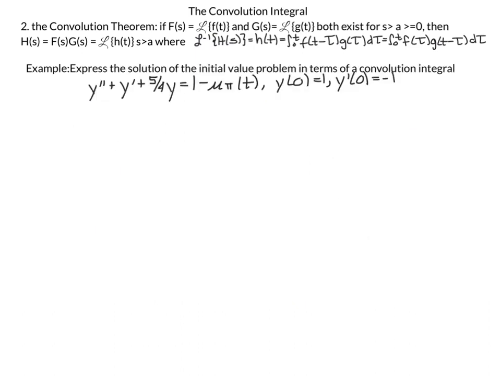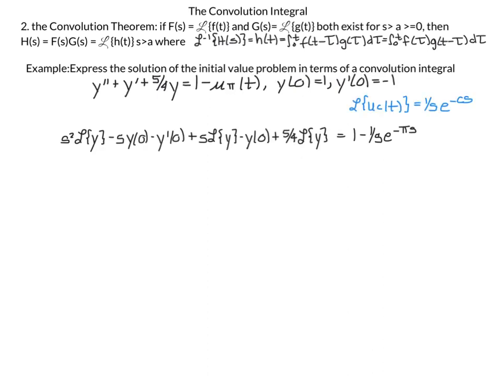This last problem that I have for you has a little bit of everything. Express the solution of the initial value problem in terms of a convolution integral. The initial value problem is y double prime plus y prime plus 5/4 y equals 1 minus this unit step function at pi, y of 0 equals 1 and y prime of 0 is equal to -1. Taking the Laplace transform of both sides of the equation, here I have the Laplace transform of y double prime, the Laplace transform of y prime, and then 5/4 the Laplace transform of y. And over here I have 1 minus, and I use this formula from my table of Laplace transforms. I get 1 over s e to the minus pi s.